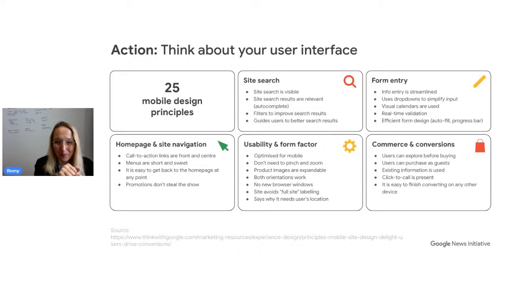And don't push promotions on the first page. This can come later. There are other ways to do that. Site search, obviously it has to be visible. We don't need to discuss much more about that. But what would be good is to implement filters to improve site search usability. This will be explained later, or it could also be explained in our roundtable in the afternoon. And guide users to better site search results. That's important. Usability and form factor.